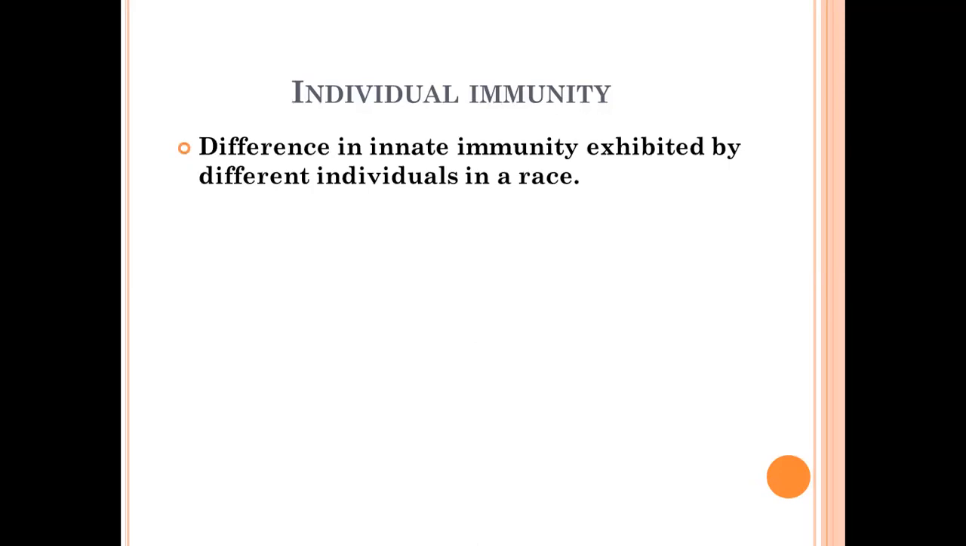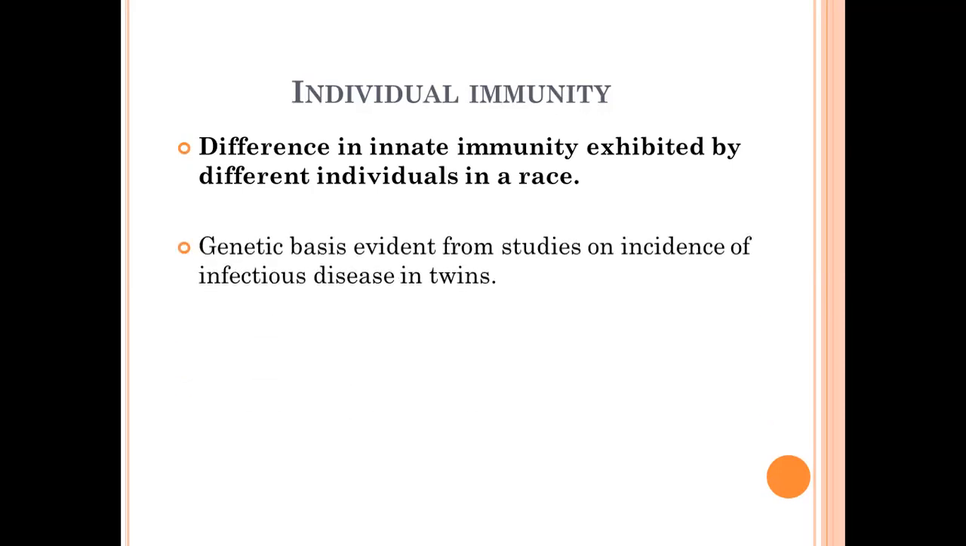Then coming to individual immunity, there may be species, there may be races, and then individual immunity is also counted. So the difference in innate immunity is exhibited by different individuals in a particular race. Nowadays, it is very famous that due to the coronavirus, individual immunity counts. So if you are taking loads and loads of immune boosters, vitamin C, good diet, good exercise, it is just to build up our individual immunity.